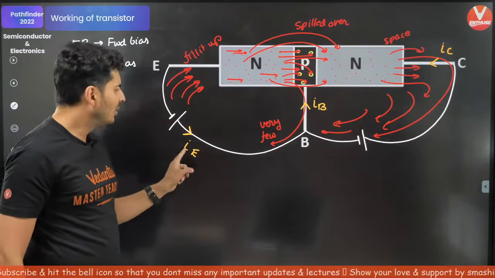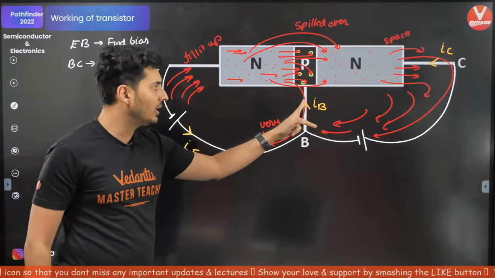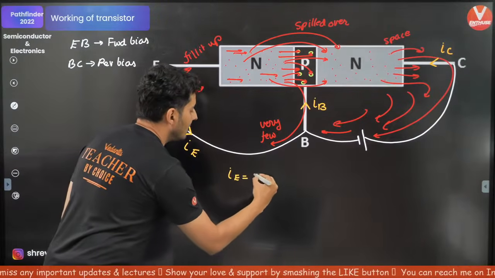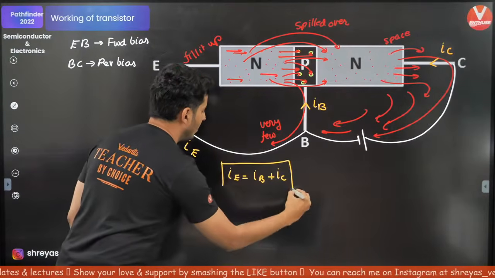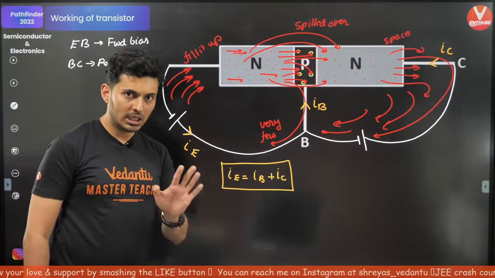And you can see by Kirchhoff's current law, the emitter current is getting distributed into two currents. Hence, the emitter current is basically the base current plus the collector current. This is one important statement. Very, very important. Good? Clear?